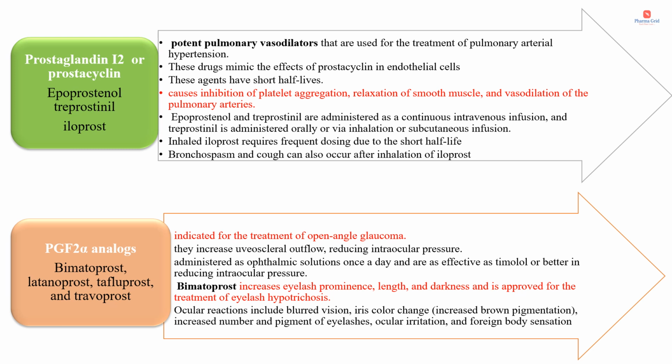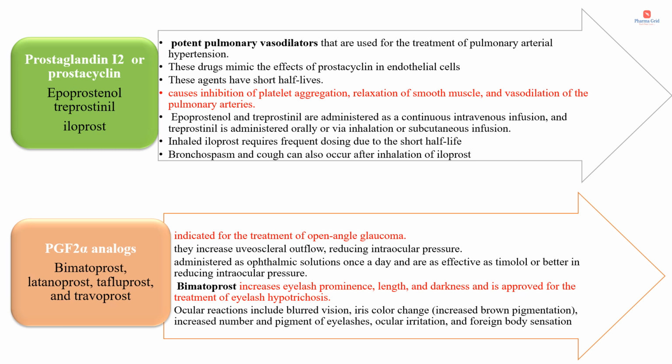And the next prostaglandin analog is PGF2 alpha analogs. Examples include bimatoprost, latanoprost, tafluprost and travoprost. These drugs are mainly indicated for the treatment of open-angle glaucoma. They increase the uveoscleral outflow, thereby reducing the intraocular pressure. These drugs are administered as ophthalmic solutions once a day and are as effective as timolol or better in reducing the intraocular pressure. Timolol is a beta blocker.